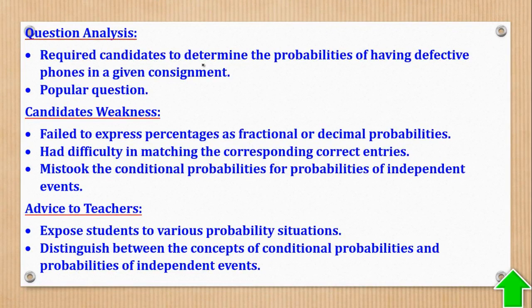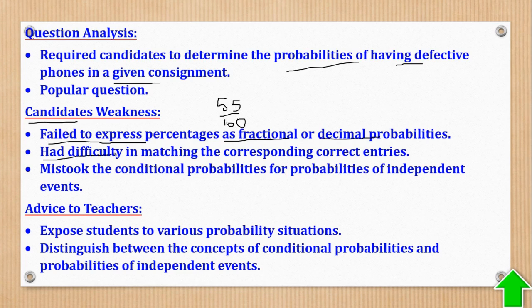So the question required candidates to determine the probabilities of having defective phones in a given consignment. The weakness was that candidates failed to express percentages as fractional or decimal probabilities. When given a percentage, you must know that in fraction it is divided by 100. For example, 55% would be 55 over 100. I can either express it like this, or I use decimals, which is 0.55, and that's what we used in the question.